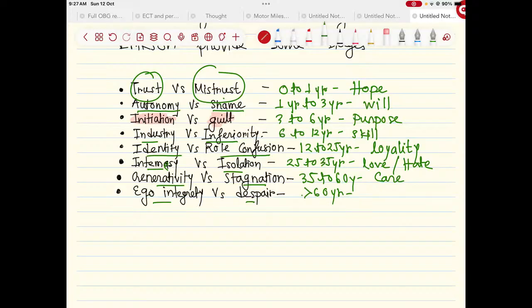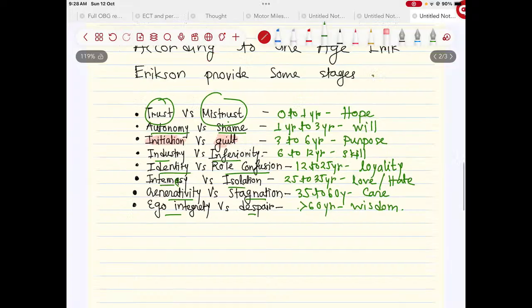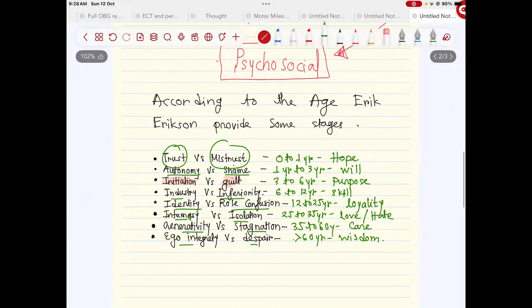So what do they think? Wisdom. So this is Erikson's psychosocial theory. What is Erikson's psychosocial theory? Erikson's psychosocial theory.